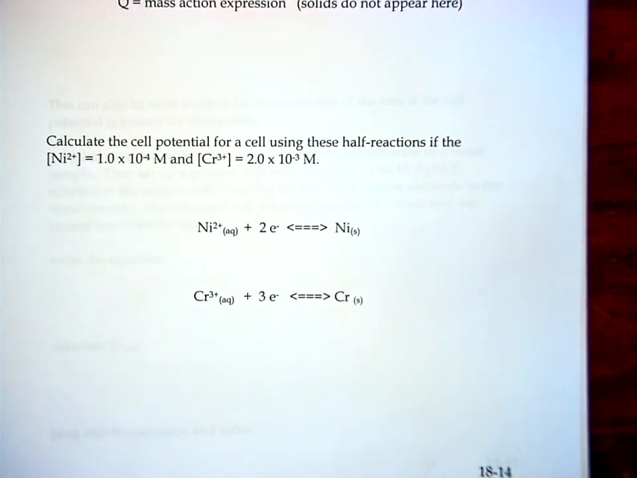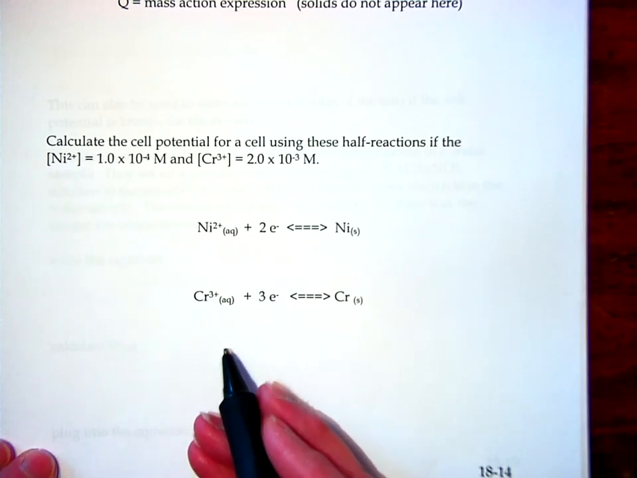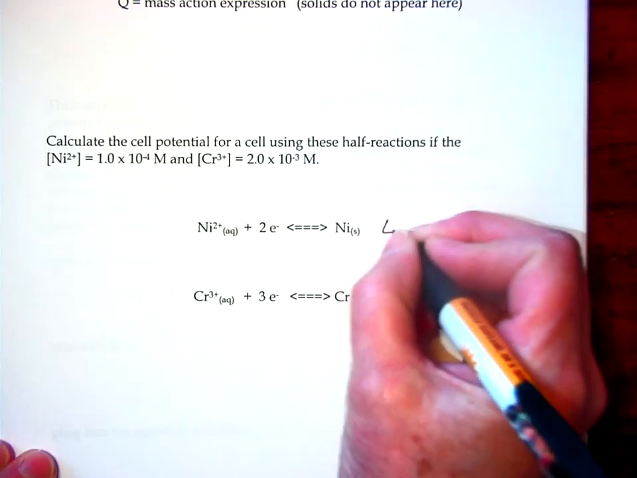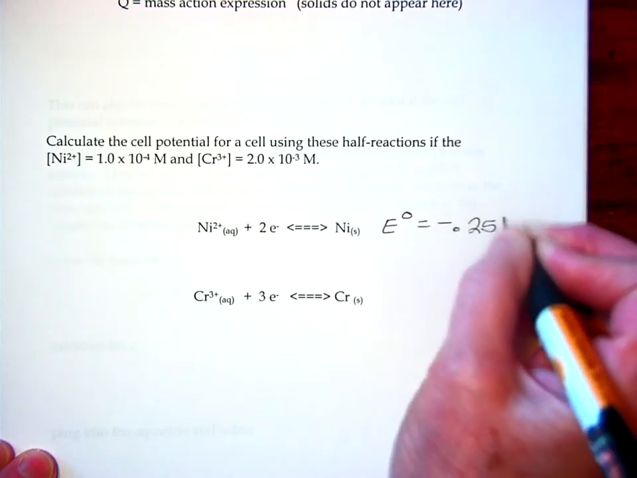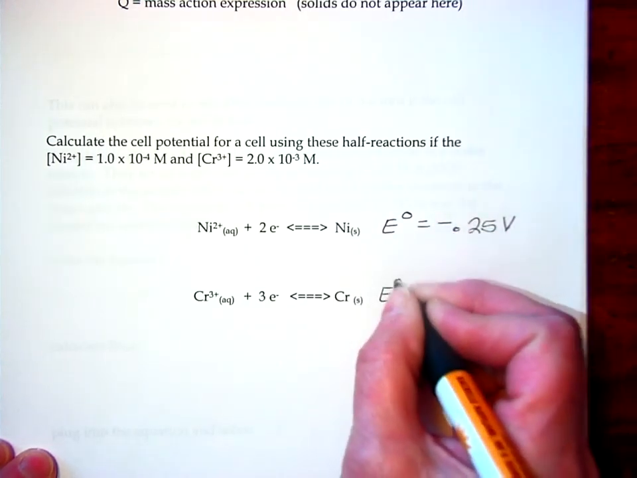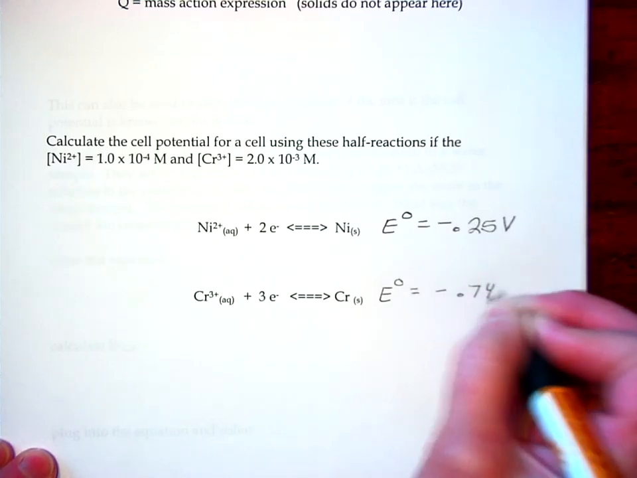Calculate the cell potential for a cell using these half reactions if the nickel-2 concentration is 1 times 10 to the negative fourth molar and the chromium-3 concentration is 2 times 10 to the negative third molar. Well, the first thing we do is to look at the chemistry. We have the nickel half cell and the chromium half cell. And if we look these up in the chart, for the nickel cell, my standard cell potential for that half reaction is negative 0.25 volts. And for the chromium cell, my standard cell potential is equal to negative 0.74 volts.